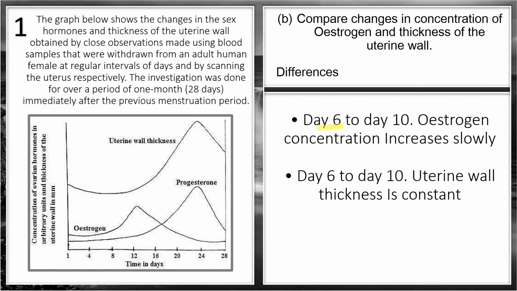Then from day 6 to day 10, estrogen concentration increased slowly. That is from day 6 around here up to around day 10. Whereas in the same period, day 6 up to day 10, the uterine wall thickness is constant. From here to around the 10th day, the thickness of the uterine wall remained constant.